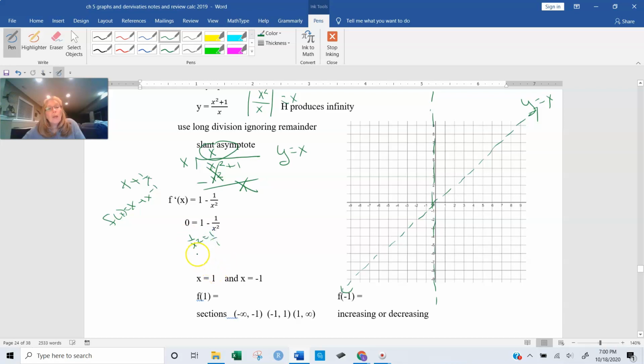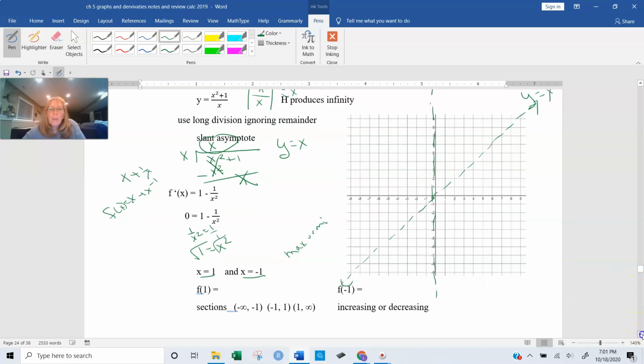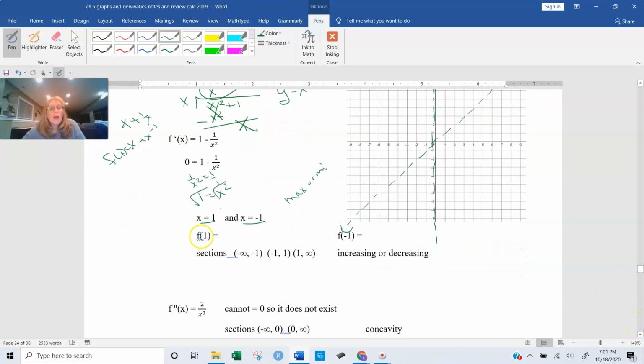I'm going to get a common denominator, so now 1 equals x squared. Then I'm going to take the square root, which means x can equal 1 or x can equal negative 1. So these are my max and my min points. On our graph, before we go here, we're going to plug f of 1 into my original, and when you do that, you get 2. And f of negative 1 into the original, you get negative 2. So I've got negative 1, negative 2 is a turning point, and 1, 2 is a turning point.